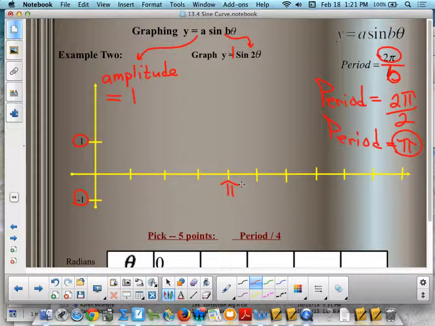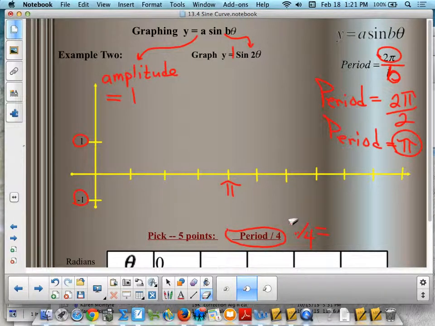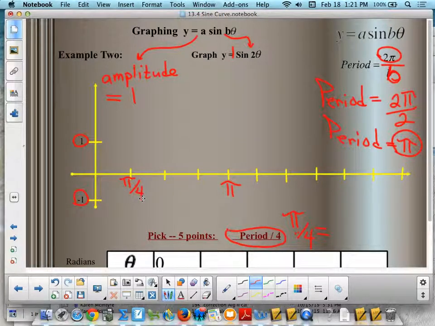It says pick 5 points. But here's the deal. If you need intervals, you just take your period, which is pi, and divide by 4. Pi divided by 4 is, can you reduce that? No, you cannot reduce it. It's 1/4 pi. You know what you're counting by? 4ths. 1/4 of a pi.